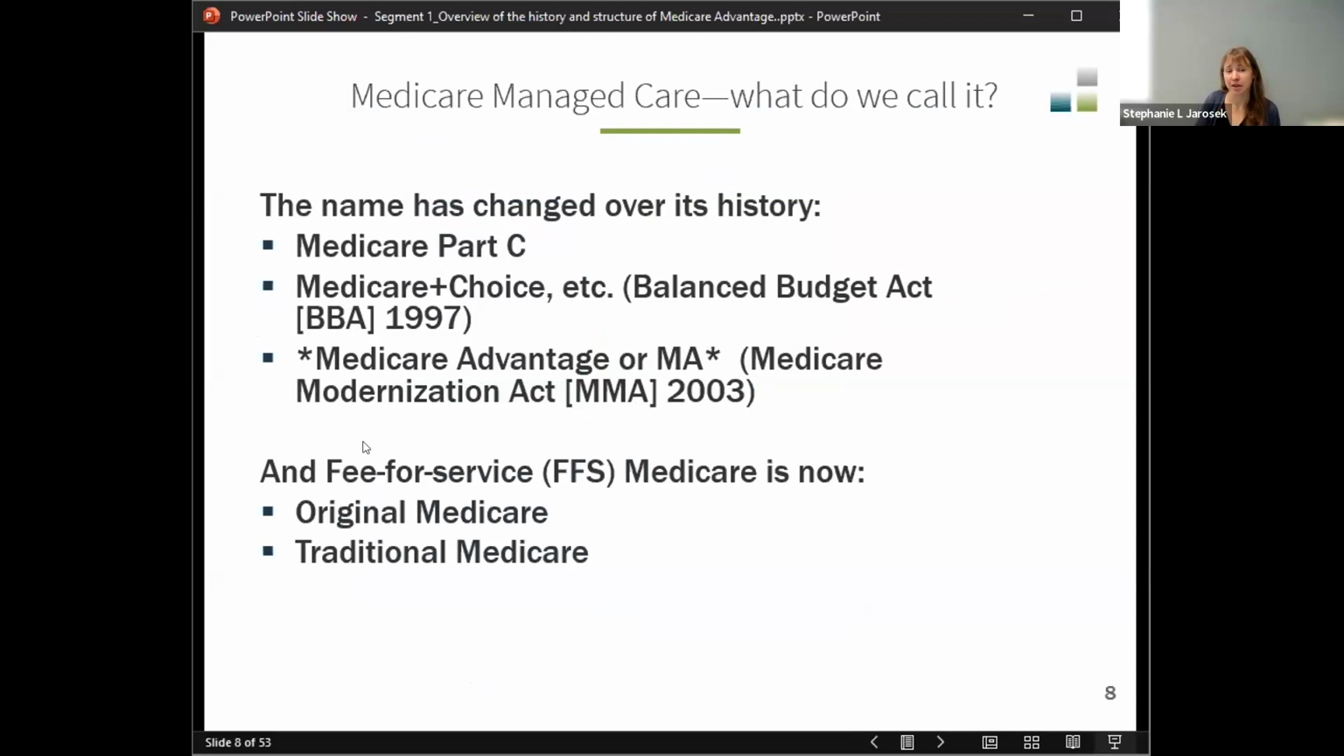Fee-for-service Medicare may also be called Original Medicare or Traditional Medicare. When we say fee for service, it kind of sounds like the Medicare program will pay for each item that is billed, and it's really gone away from that model for most things. So probably Original Medicare or Traditional Medicare are more appropriate names, but we do still mostly use fee for service, I think.